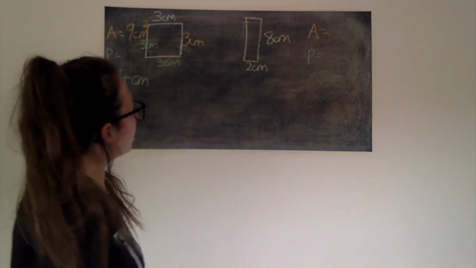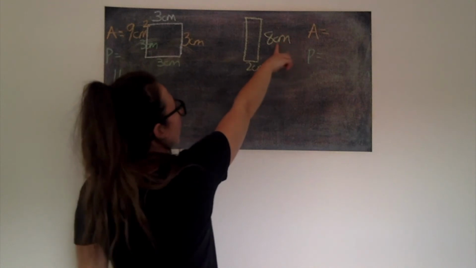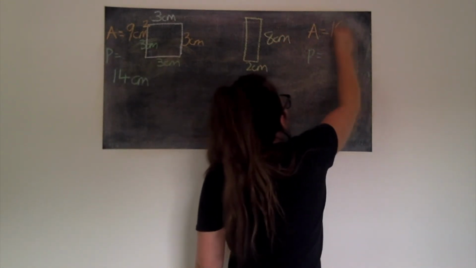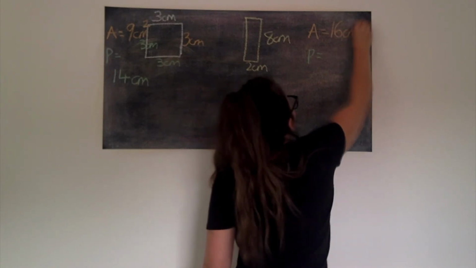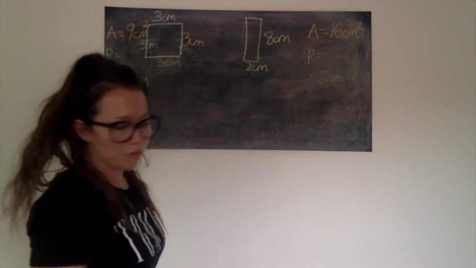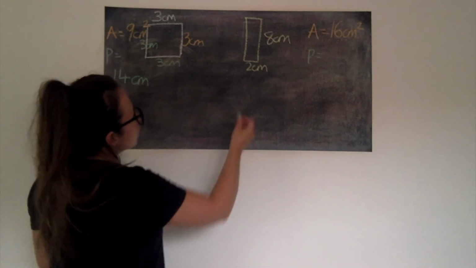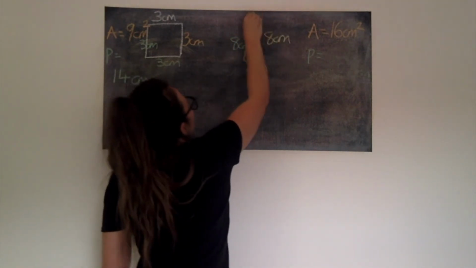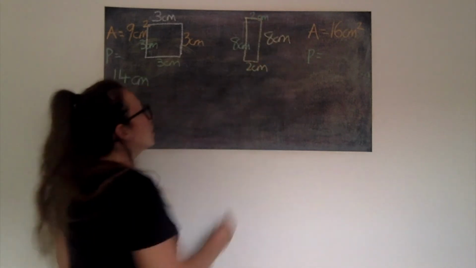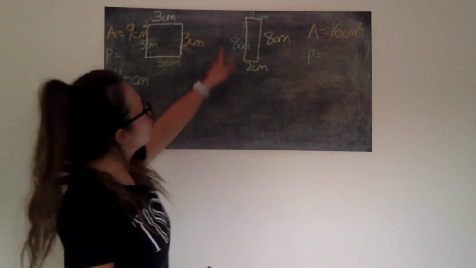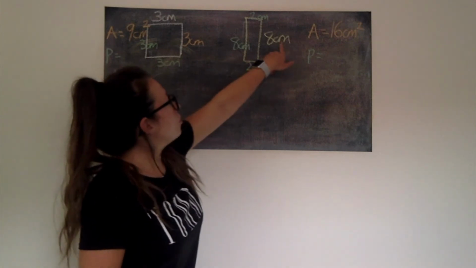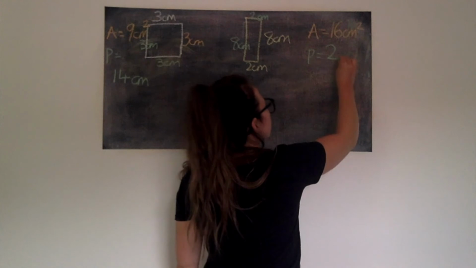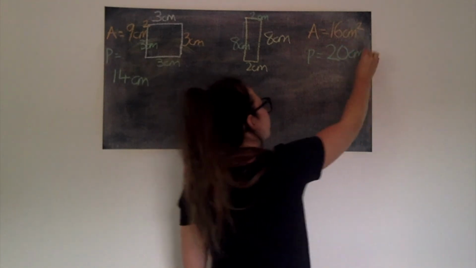Okay, next one, area of this rectangle, so 8 centimetres times by 2 centimetres is 16 centimetres squared. Okay, and then the perimeter, let's fill in the missing information again. So it's a rectangle, opposite sides are equal, so 8 centimetres and 2 centimetres. Now we're going to add them together, all of the around the outside. There's 2 number bonds there, 8 and 10, 8 and 10, so that perimeter is 20 centimetres.